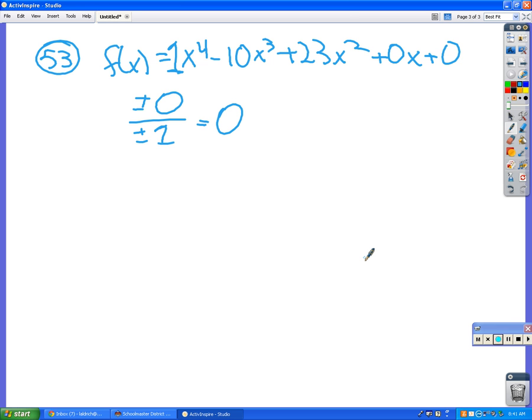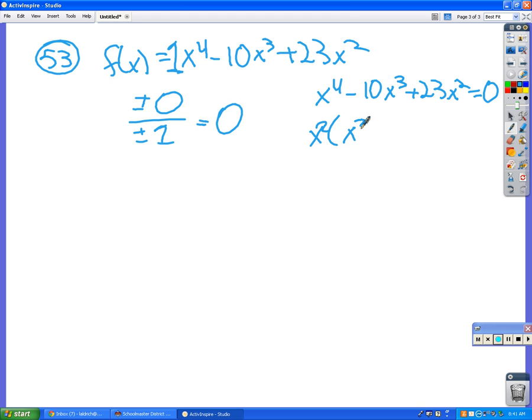Okay? So if you look at this original thing without this extra junk added on here, and I take this and set it equal to 0, what is something that I could factor out of that right away? I can factor out an x squared. Good. So if I factor an x squared out of here, that leaves me with x squared minus 10x plus 23 equals 0. So x squared could equal 0, which means x equals 0. But since it's squared, it has a multiplicity of 2.